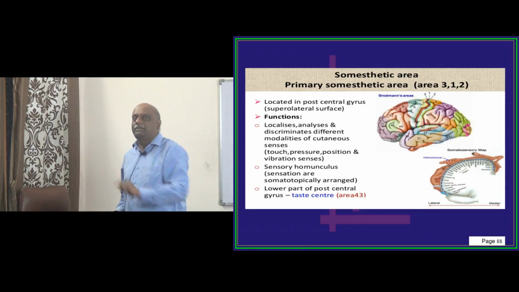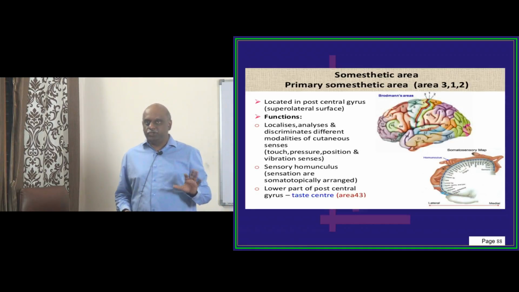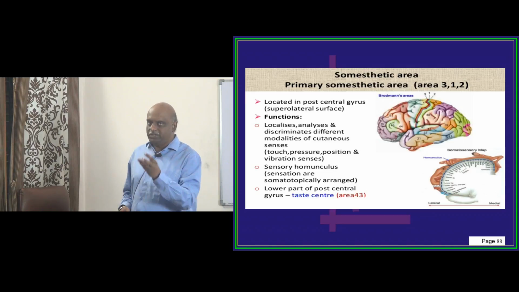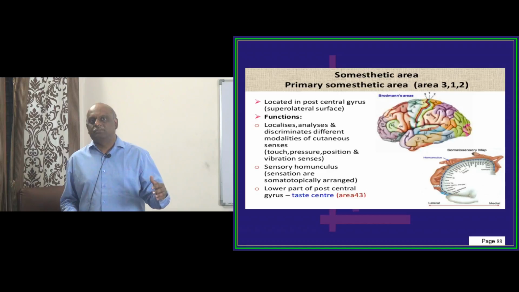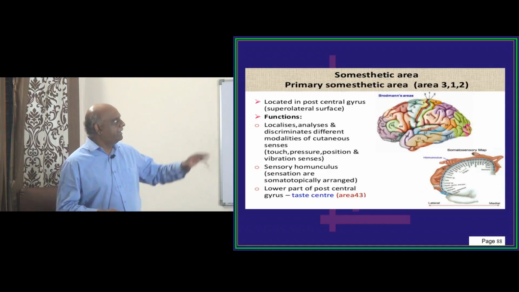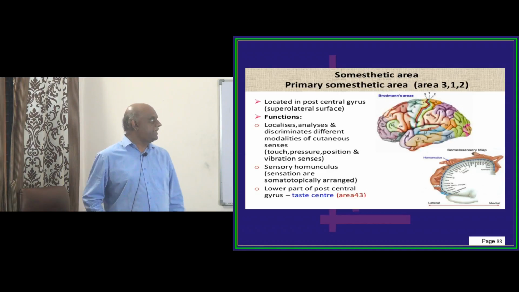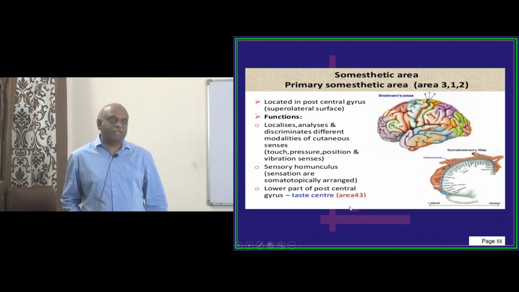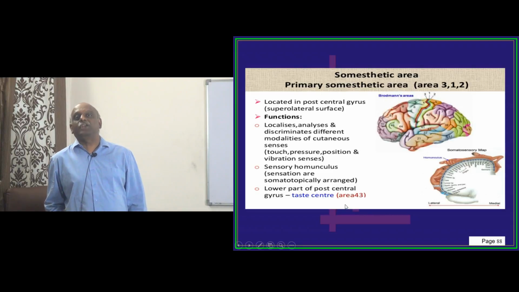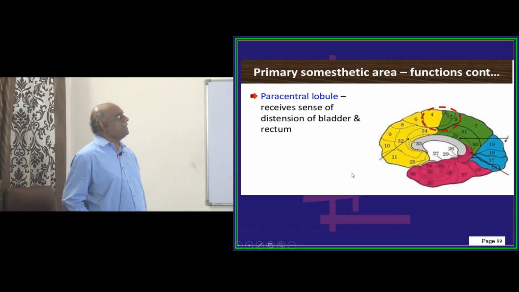3, 2, 1 is the somesthetic area. You should remember touch, vibration, pressure, pain. All these are handled by the primary somesthetic area. And lower part of the post-central gyrus में taste center रहता है. That is the place where you have area 43 is what you need to remember.